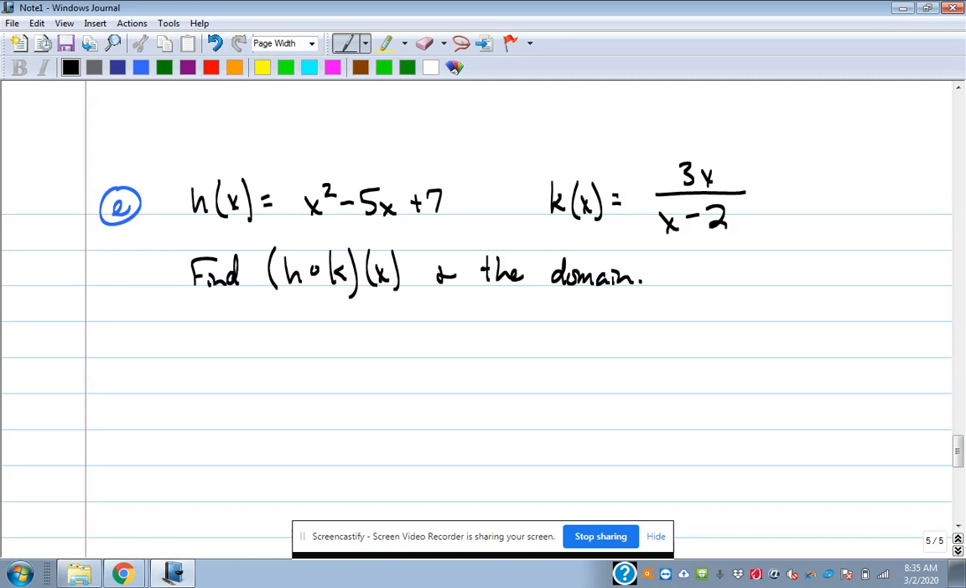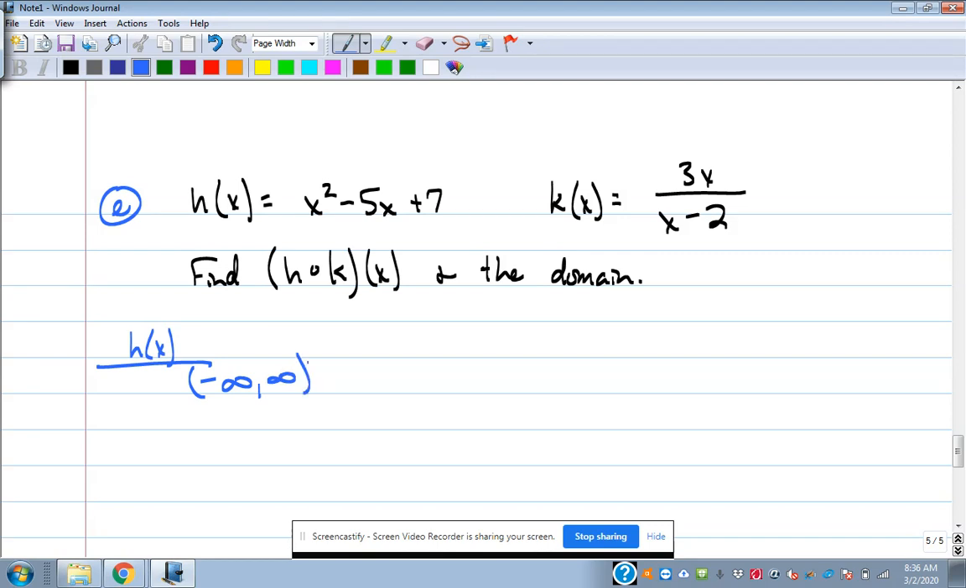So first thing we want to do is get the domain of each of the individual functions. Are there any restrictions to h of x? No x's in the denominator, no square roots. That's a parabola. We know it's a quadratic. We know it has a domain negative infinity, positive infinity.